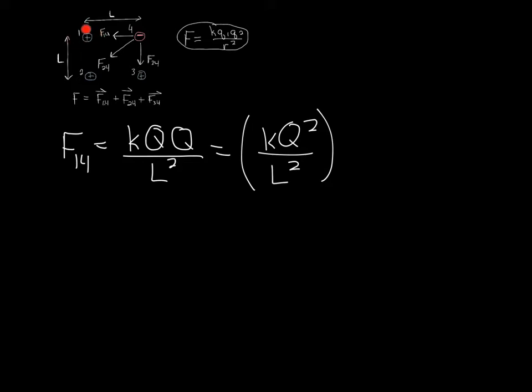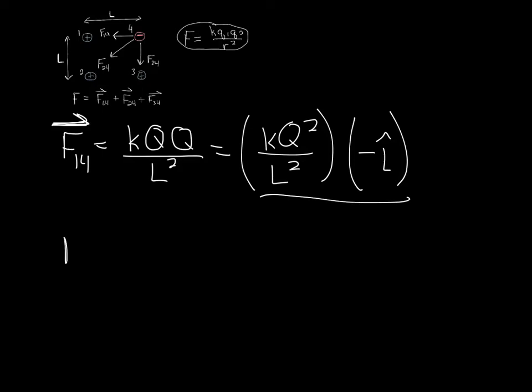So we know these two charges are opposite, so force 1,4 is going to attract the fourth charge to the first charge, which means that we're operating in the negative x direction. And if we remember our unit vectors, the negative x direction is negative I hat. So that's the force of 1 on 4: kq squared over L squared in the negative I hat direction. We can put a little vector symbol over this because we've expressed it as a vector in this form.